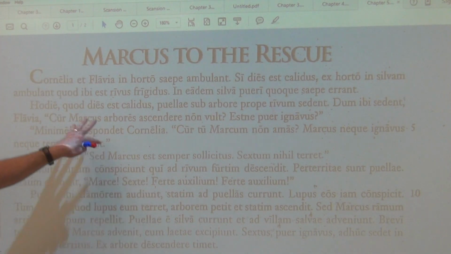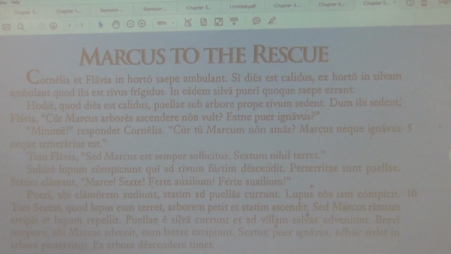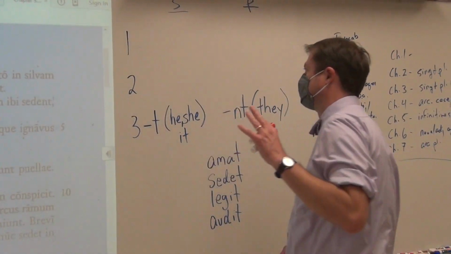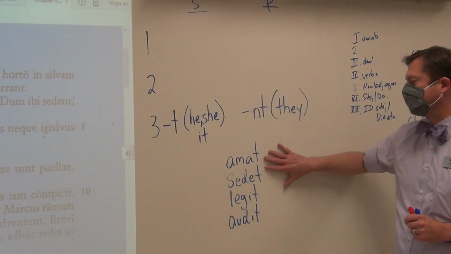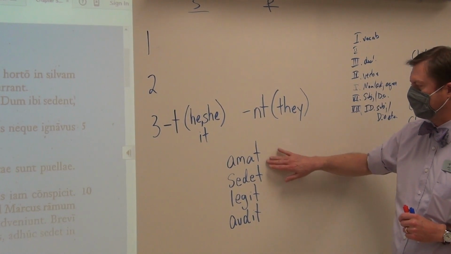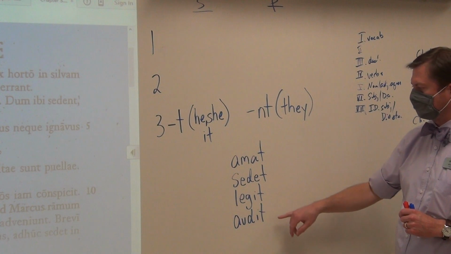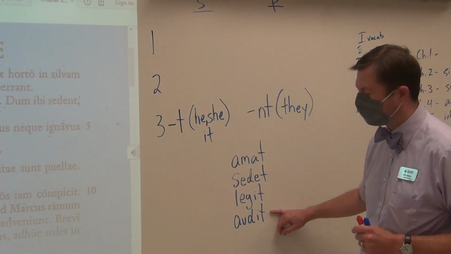All right, so let's talk about what we were introduced to first in chapter number 5, Marcus to the rescue. But first we want to come over here and look at our verbs. So here we have verbs that we've encountered in the first 4 chapters: amat, sedet, legit, audit. That I think was chapter 4, chapter 1, and I want to say chapter 4 as well.